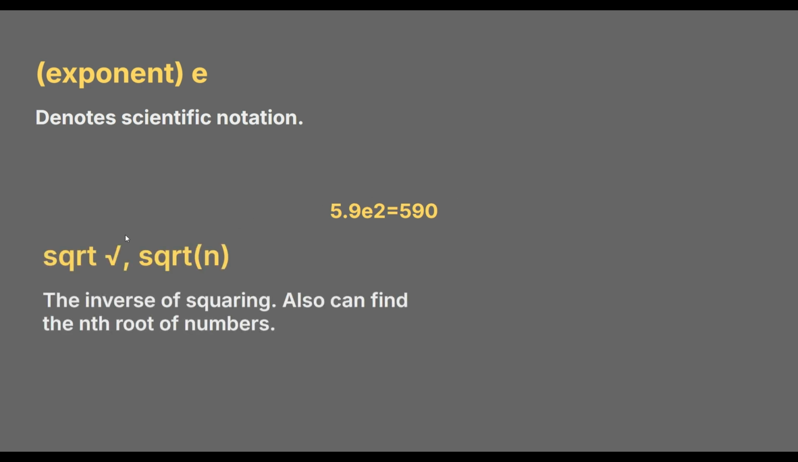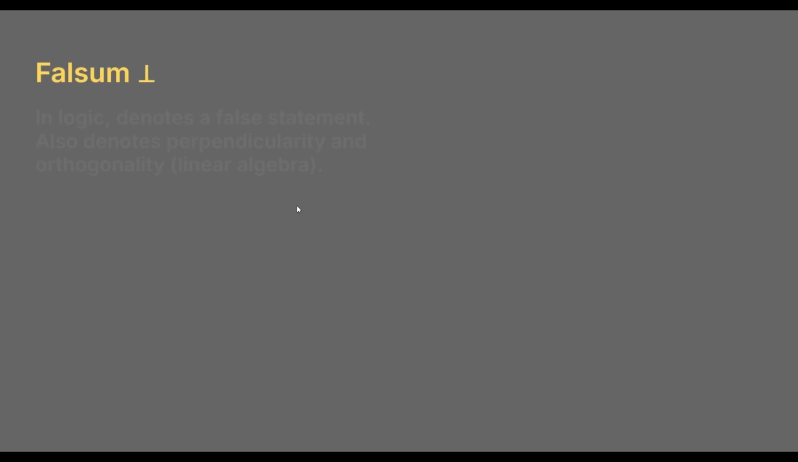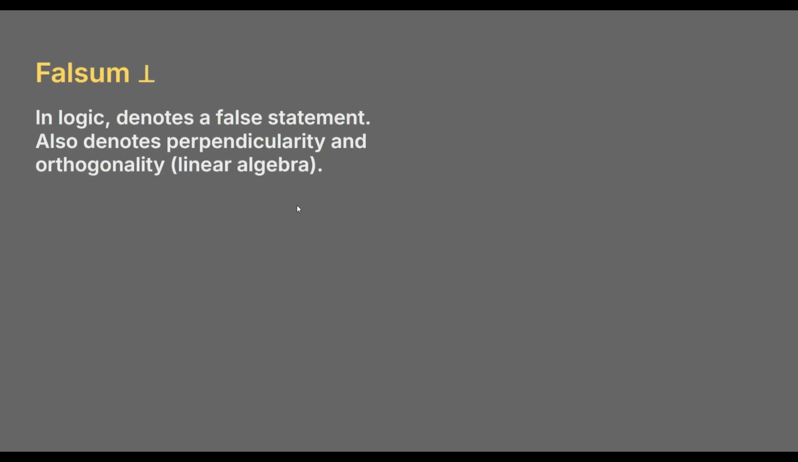The square root is the inverse of squaring. It can also find the nth root of numbers. The up tack in logic denotes a full statement. It also denotes perpendicularity and orthogonality. Orthogonality is essentially when the dot product of two vectors is equal to 0.